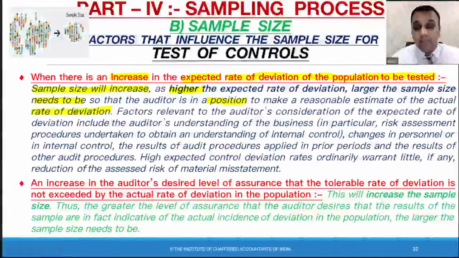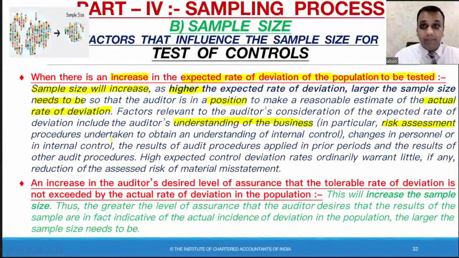This is the expected rate, what he expects on the basis of his test check. And he wants to know approximately the actual rate of deviation. So how does the auditor expect the rate of deviation? On the basis of his understanding of the business, on the basis of his risk assessment procedures as per SA 330. When the auditor carries out his risk assessment procedures, what does he intend to do? What are the objectives of the risk assessment procedures? To understand the internal controls implemented by the client organization, whether they are weak, strong, designed properly, implemented properly, operating properly.